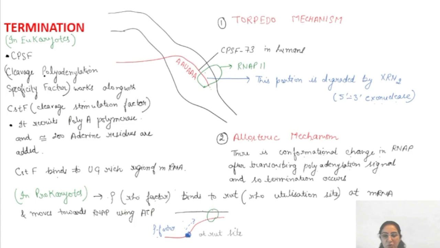So, in eukaryotes, there are mainly two mechanisms, the torpedo mechanism and the allosteric mechanism. In prokaryotes, termination occurs mainly with the help of rho factor.